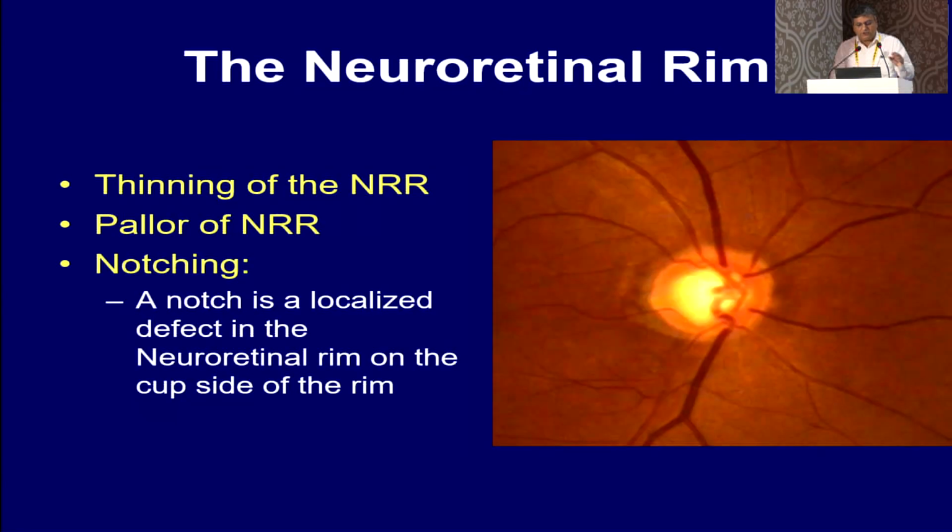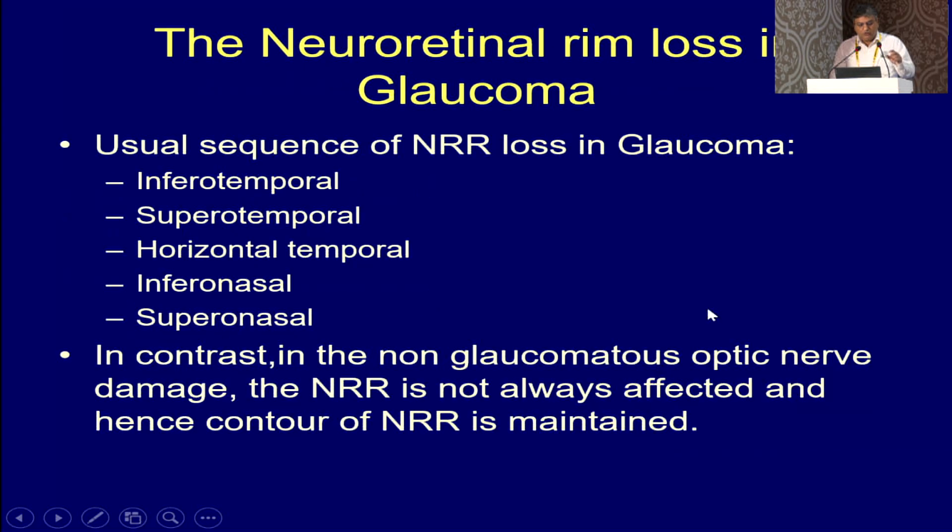Next comes the status of the neuroretinal rim. In glaucoma, there can be thinning of the NRR, failure of the NRR, and there can be notching. All these things will not be there in a normal cup, which will have a pink looking NRR. A notch is a localized defect in the neuroretinal rim on the cup side of the rim, as we can see here. The usual sequence of NRR loss starts from the inferotemporal quadrant and goes into the supranasal quadrant.